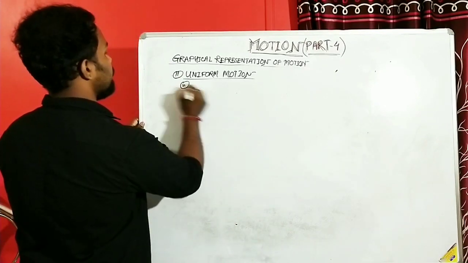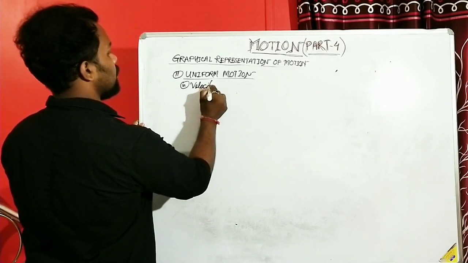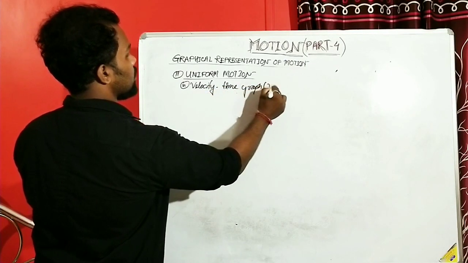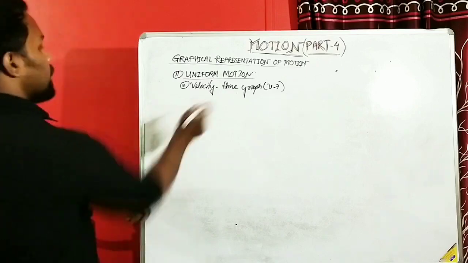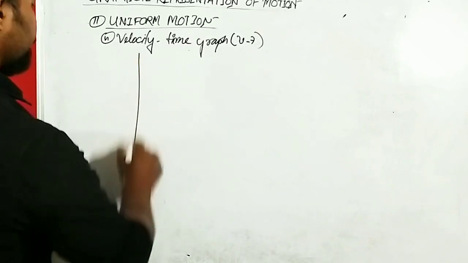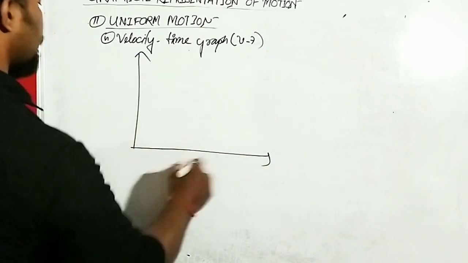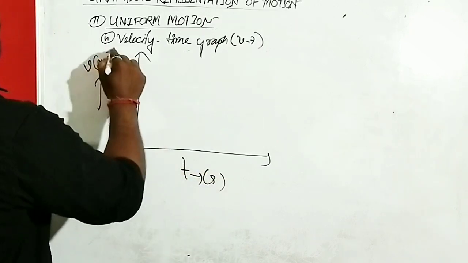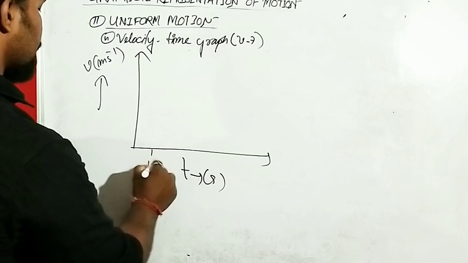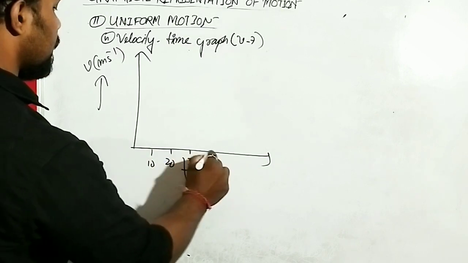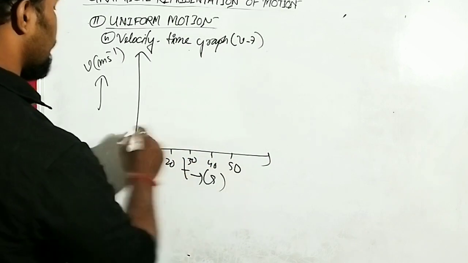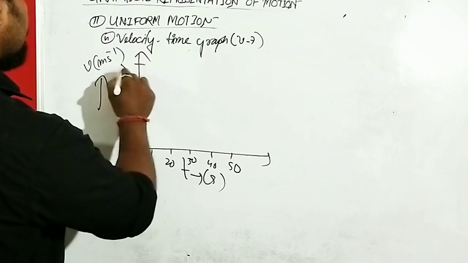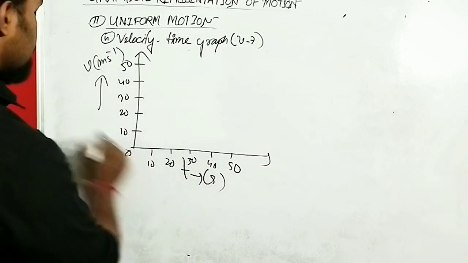We will check the velocity time graph. That is nothing but the VT graph. We will observe what is going to happen. Simple case, T in seconds, V in meters per second, going to have values like 10, 20, 30, 40, 50. Again going to have values 10, 20, 30, 40, 50. And this is the 0.